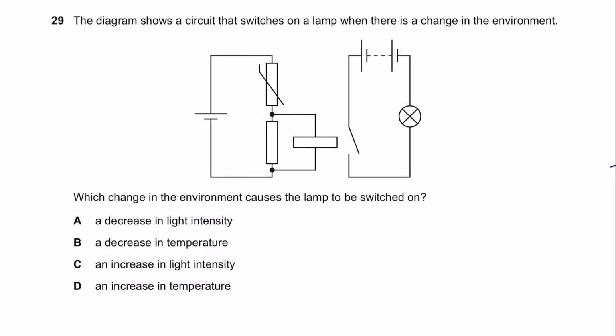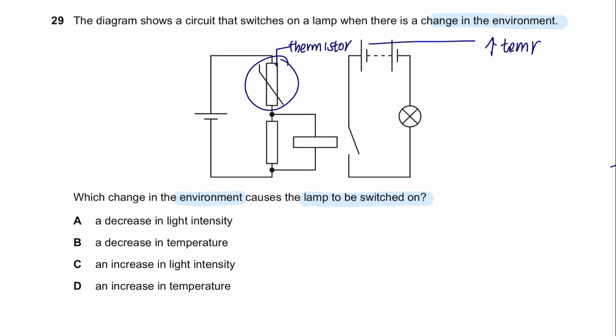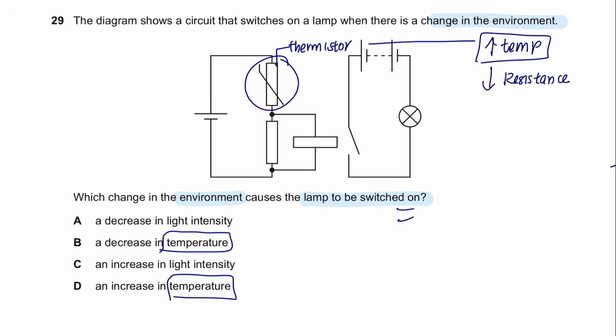Question 29. The diagram shows a circuit that switches on a lamp when there is a change in the environment. Which change in the environment causes the lamp to be switched on? Okay, this is pretty simple. You have here the symbol of a thermistor. And a thermistor works as when the temperature increases, the resistance will decrease. So this means that the change of environment here would be the temperature, and it will be switched on when your temperature increases. So the answer is D.